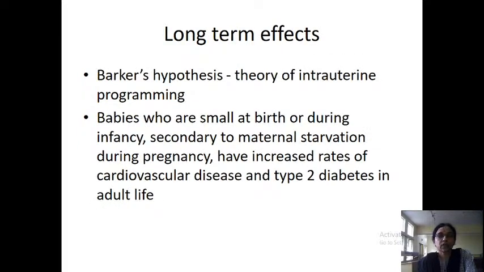And then the long-term effects that we see in these babies are explained by Barker's hypothesis, which is nothing but the theory of intrauterine programming. Babies who are small at birth or during infancy, secondary to maternal starvation during pregnancy, have increased rates of cardiovascular disease and type 2 diabetes in adult life. So these fetuses might be at risk of developing long-term effects later in life, in the form of increased incidence of cardiovascular disease and type 2 diabetes.